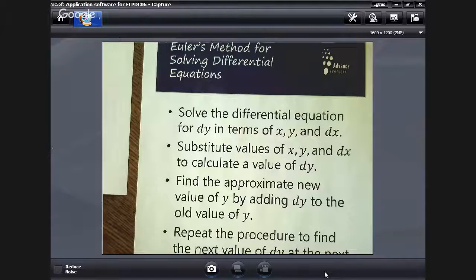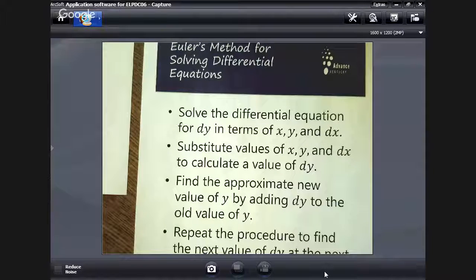So you have the differential equation. You want to solve for dy. You want to substitute the values that you have of x and y and dx to calculate a new dy. And then you find the new y value by adding dy to the old value of y.